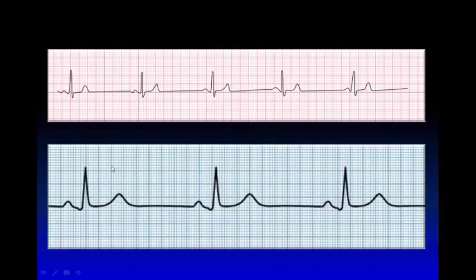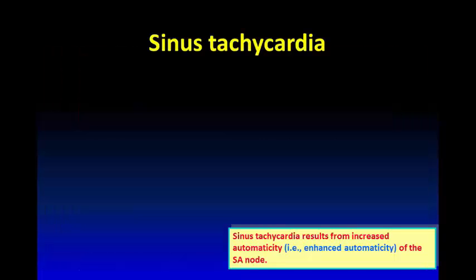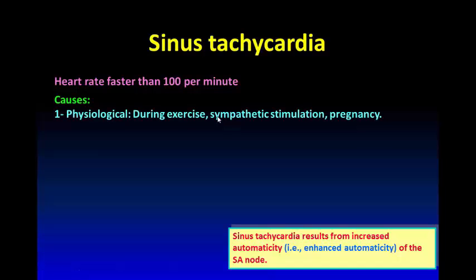Now let's describe the other arrhythmia due to altered sinoatrial node activity, which is sinus tachycardia. Sinus tachycardia is the cardiac arrhythmia which arises because of enhanced automaticity of the sinoatrial node, and the heart rate is faster than 100 beats per minute. The causes of sinus tachycardia include physiological causes and pharmacological and pathological causes.